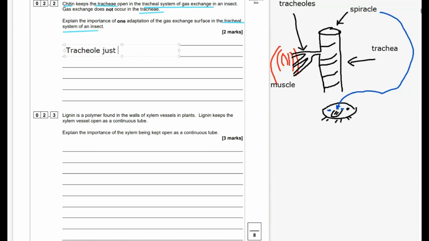So we could say, well, the tracheoles are only 1 cell thick. What does that do? Well, just like alveoli or the villi, it creates a short diffusion pathway. So that's your explanation. Your description or adaptation is that they're 1 cell thick. So I'm going to put an A here. And the explanation, short diffusion pathway. Let's look at another aspect of this breathing system or the tracheal system of the insect.